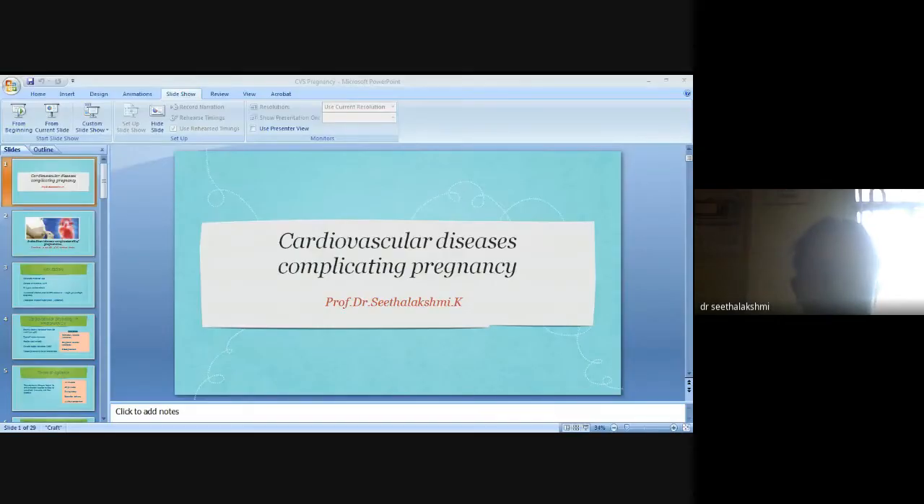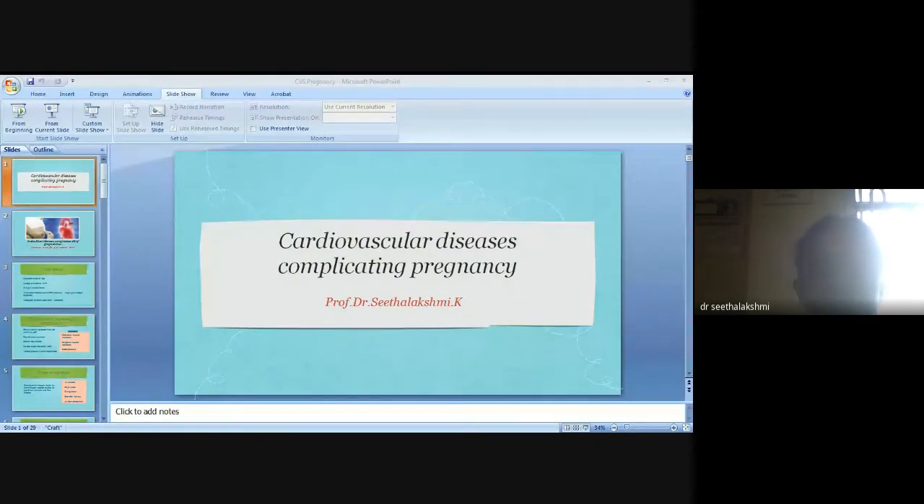Intrauterine growth restriction, and increased incidence of congenital heart disease, like 4 to 6%, with more perinatal mortality. So what is the maternal prognosis? It depends on the nature of the cardiovascular lesion, functional capacity of the heart, quality of the medical supervision, the presence of associated risk factors, and whether the lesion is surgically corrected or not.